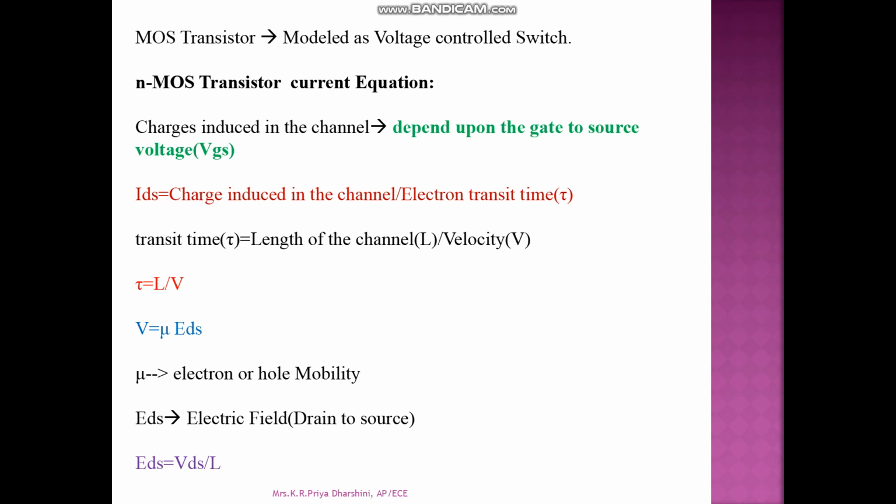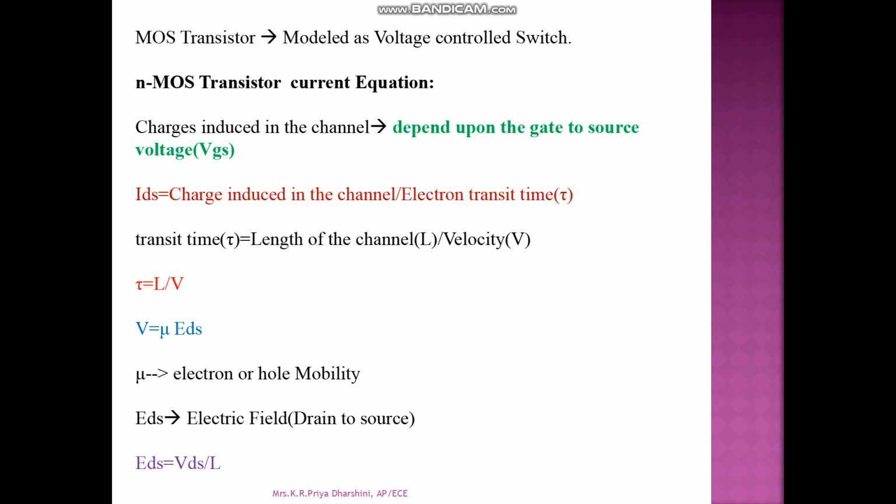IDS is the drain-to-source current, which is the charge induced in the channel divided by the electron transit time tau. What is the transit time? It is the length of the channel L divided by the velocity V. Tau is equal to L divided by V. Tau is the transit time.